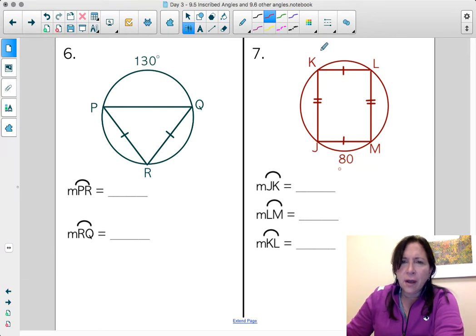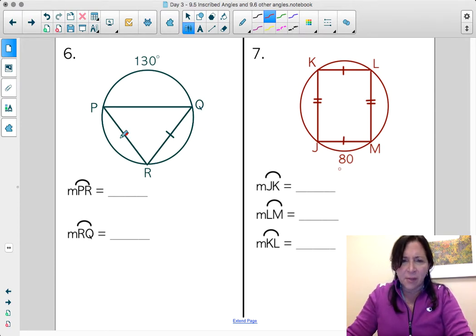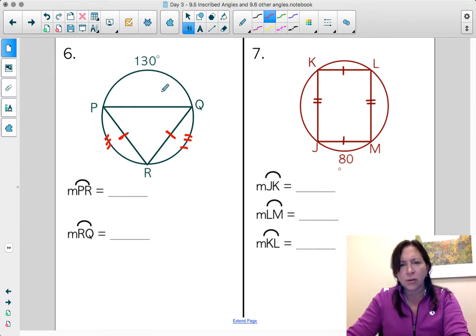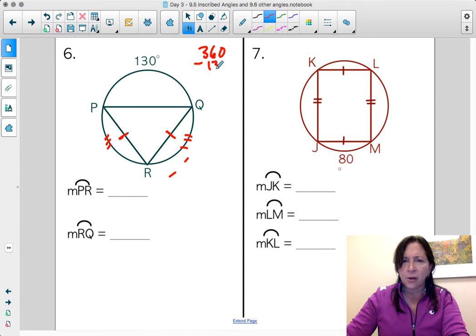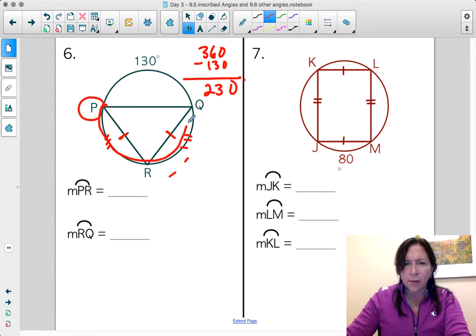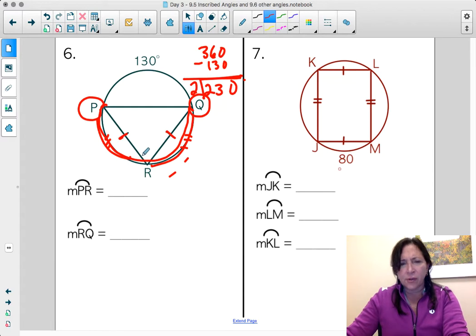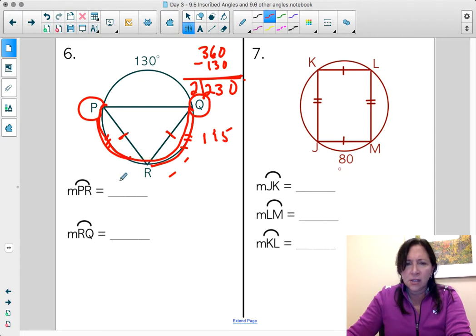So for these two, we're trying to find arc PR and arc RQ, which, by the way, are going to be the same because, remember, if the chords are congruent, then the arcs that intercept them are also congruent. So if all the way around the circle is 360 degrees, and I subtract 130 degrees, I'm going to get 230 degrees. So from P all the way around to Q is 230 degrees. And I need to divide that by 2 because these are two chords and the arcs are of equal measurement. So if I divide by 2, I get 115. So those each are going to be 115 degrees.